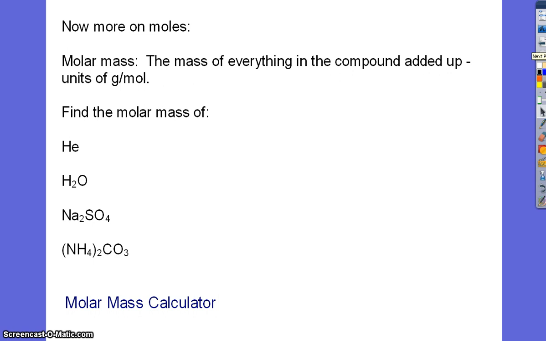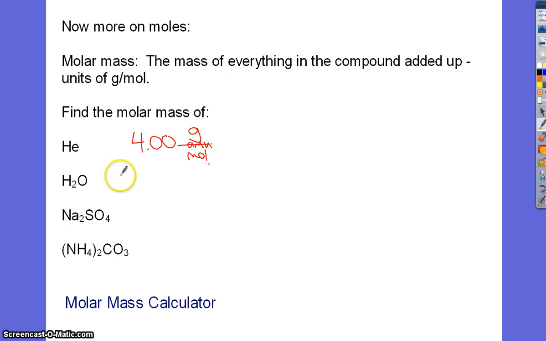With moles, we have something called the molar mass, which is the mass of everything in the compound added up in units of grams per mole. If we want to know the molar mass of something like helium, we just look it up on the periodic table. Helium has an atomic mass of, I think, 4.00 AMUs, you can double check me. Basically, when we're looking at the molar mass, we say that's units of grams per mole, which means every 1 mole of helium has a mass of 4 grams.